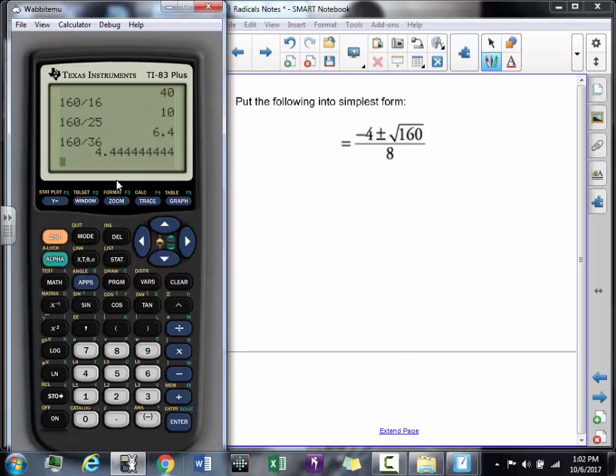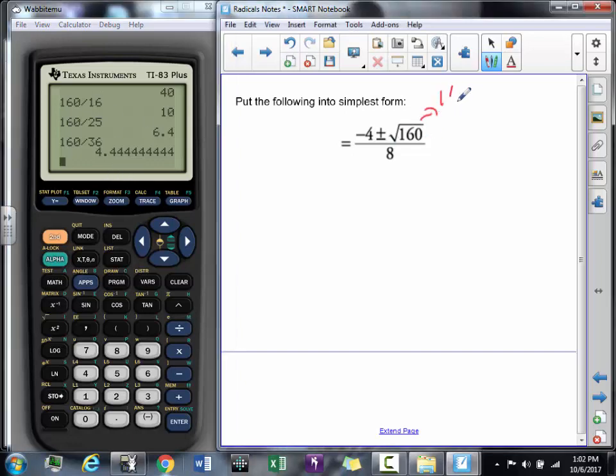So the biggest square rootable number I could find, I think, was 16. So now I might say, well, this is 16 by 10. 10 doesn't square root, but 16 does, right? So here's how I'd write it. Minus 4, plus or minus, and then this guy right here, since 16 square roots to 4, we get 4 root 10.